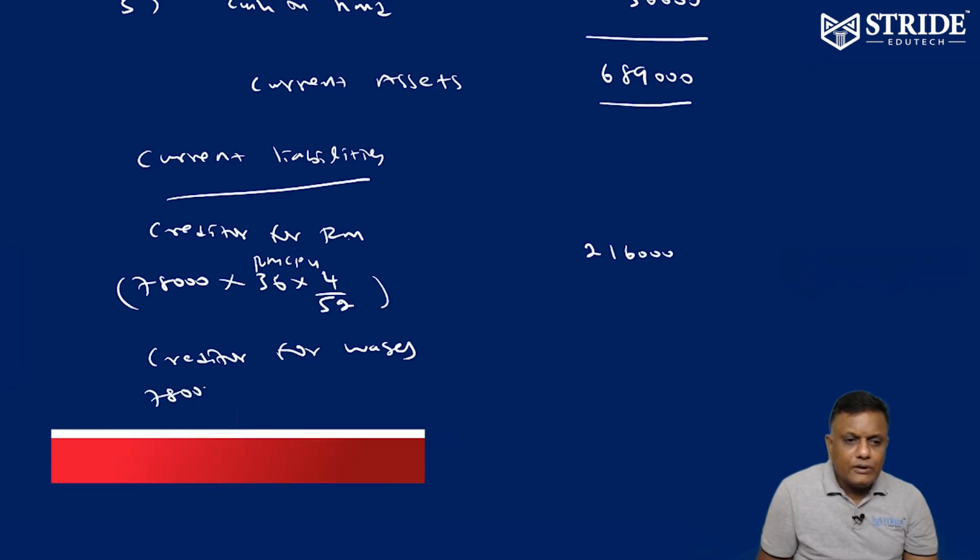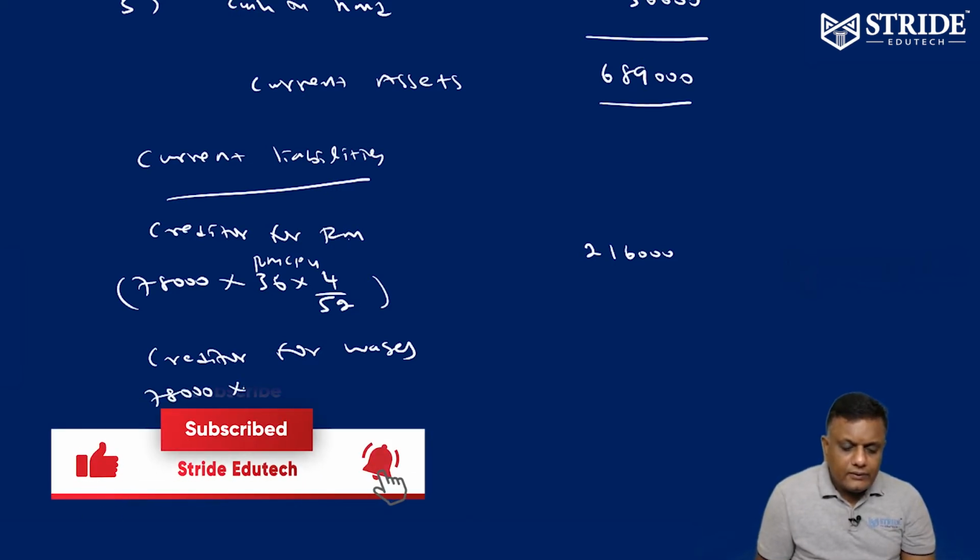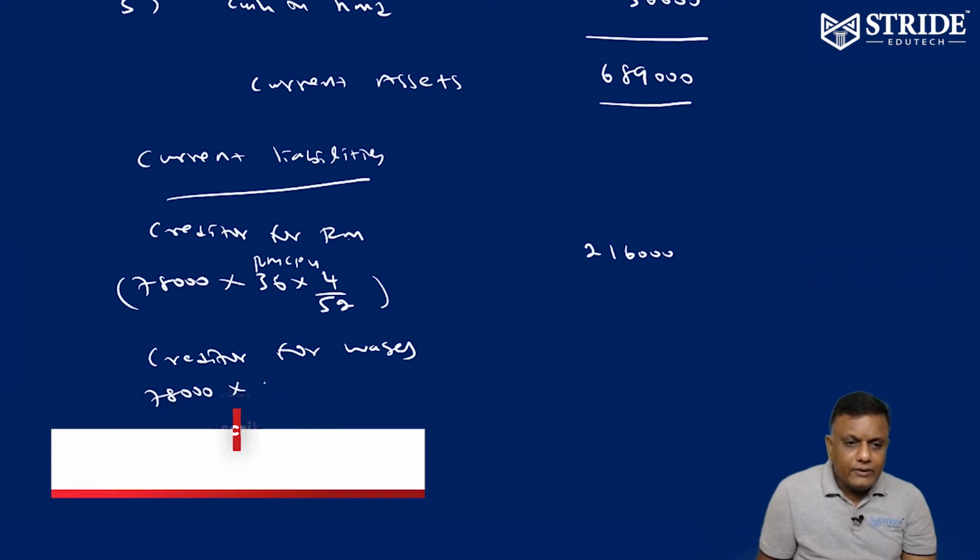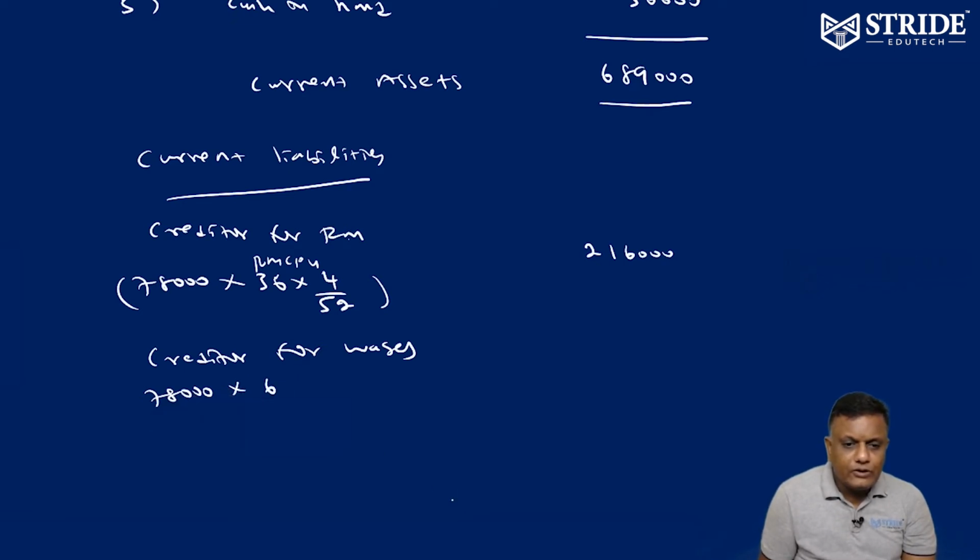Next, creditor for wages. So 78,000 units into 6 rupees labor cost per unit. There is a lag in payment: every 2 weeks we can make a payment. First week's payment we can make in 3 weeks, third week's in 5 weeks, which means after 2 weeks we can make payment. So 78,000 units into 6 rupees labor cost per unit, into 2 weeks lag in payment, 2 by 52. So the answer is 18,000.